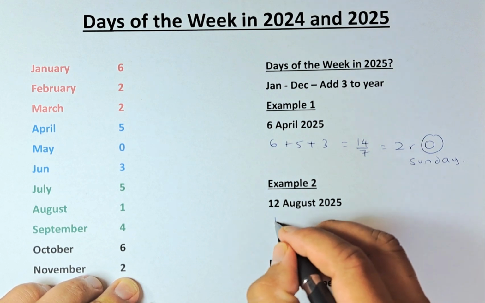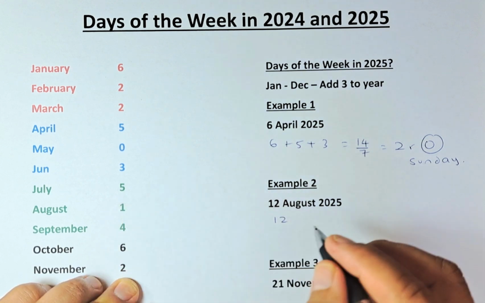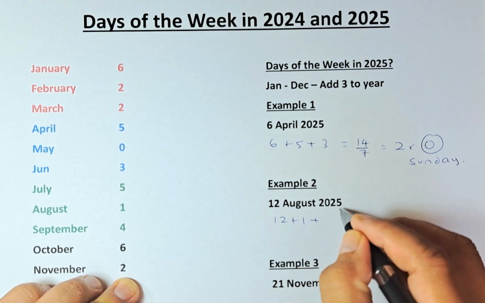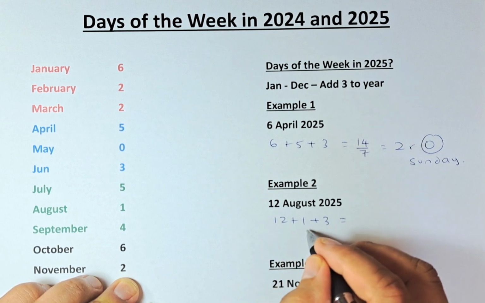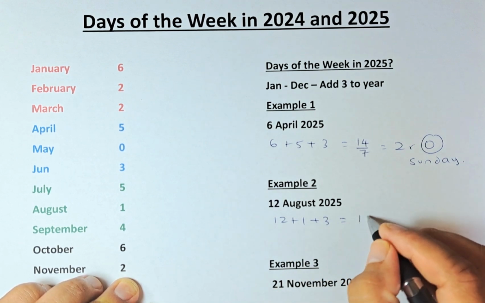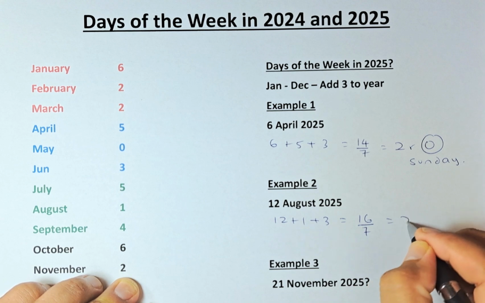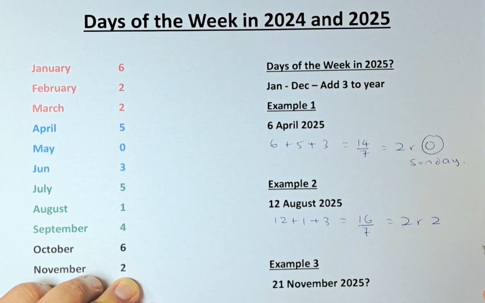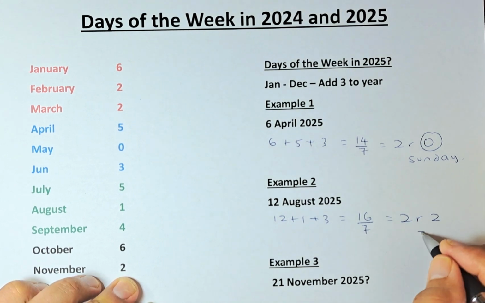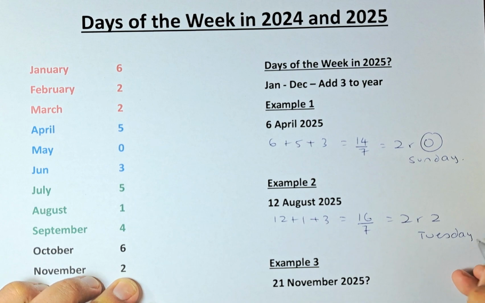12 August. August is 1, so 12 plus 1 is 13, and remember 2025 is 3, so 13 plus 3 is 16, divided by 7 is 2, remainder 2. So the 12th of August is going to be, I think, a Tuesday. Please check your calendar and see if I'm right.